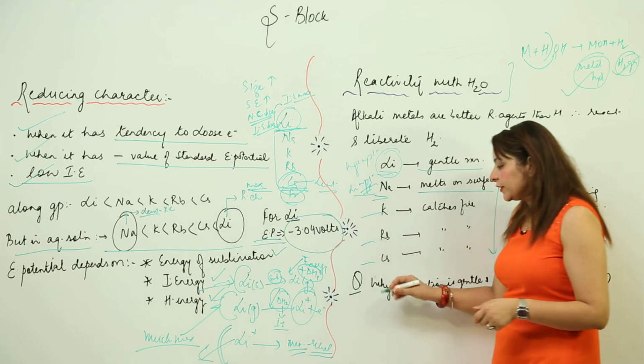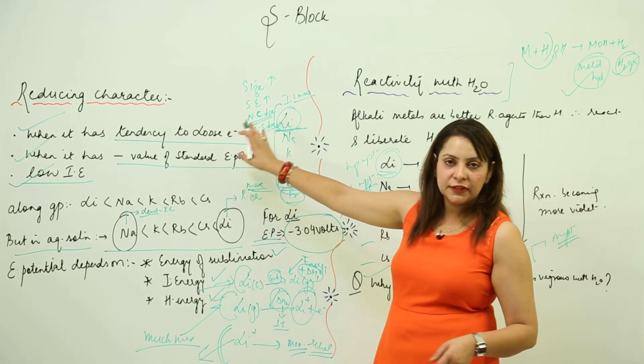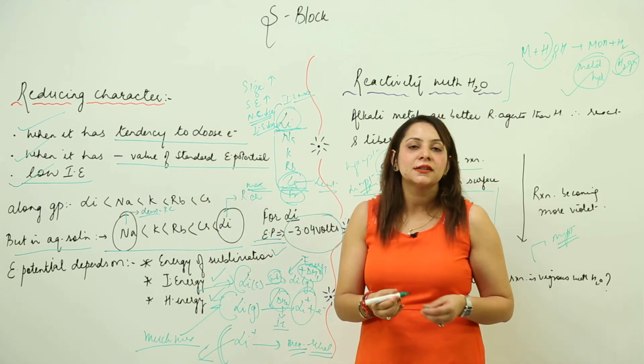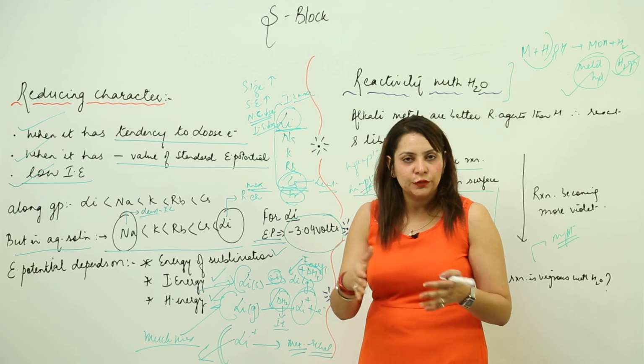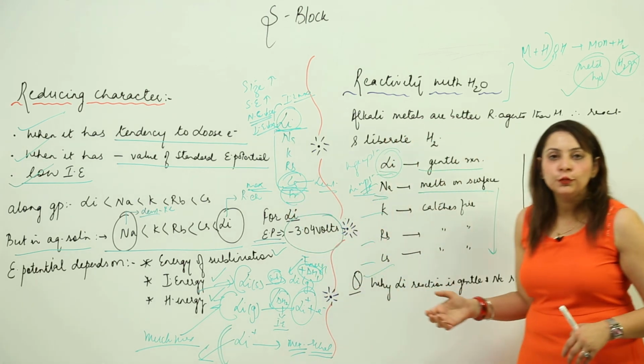Right. So this question is important, you need to remember that. And regarding the reducing character, this question is also very important: out of the alkali metals, which is the best reducing agent and how can you comment on that? Right. So just look at a few more properties.